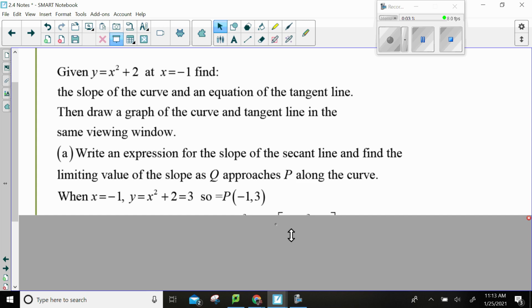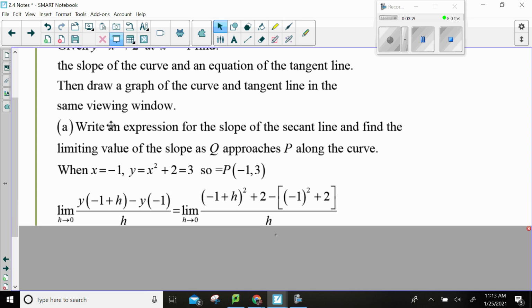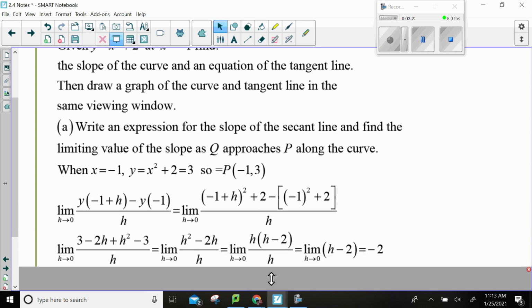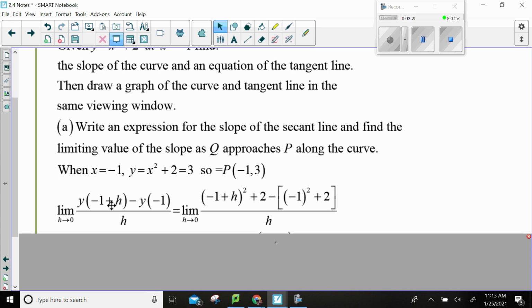So write an expression for the slope of the secant line and find the limiting value of the slope as Q approaches P. So what we are going to do is I'm going to stop here. You are filling in, and they're calling this Y, okay? So P is this point, so your X value is -1. So they did the limit as H approaches 0 of Y of -1 plus H minus Y of -1 all over H. Put the values into the original function.